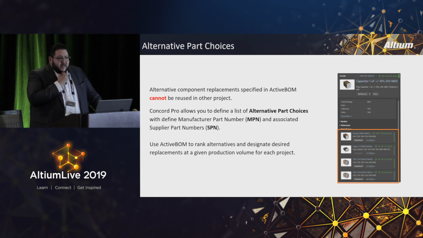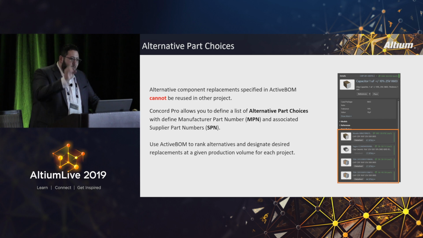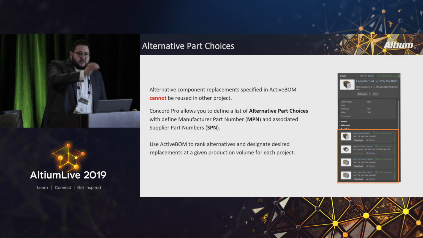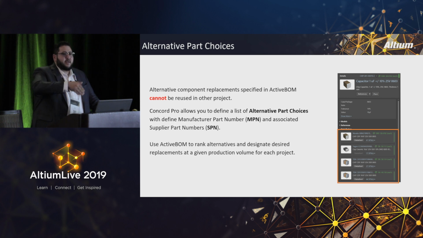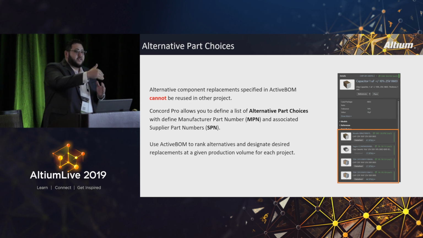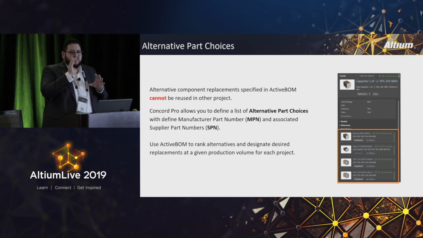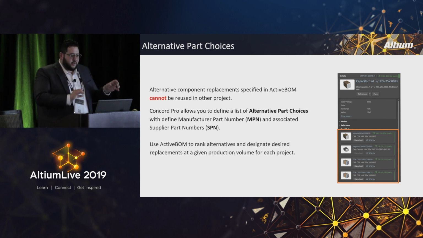You can do this in active BOM, but this is done on a project level, right? So you can make these decisions. However, it's not going to carry over across designs. So if you do this on a component level, anytime this component is used in a design, you know that it can be replaced with this alternative. So it's really nice to have this choice. And you can see that you can define this by manufacturer part number, and you also have the associated supplier part numbers, which makes it really nice to be able to have that choice to really switch over.